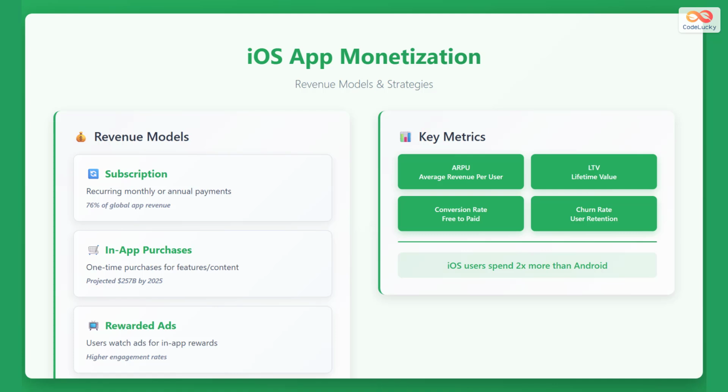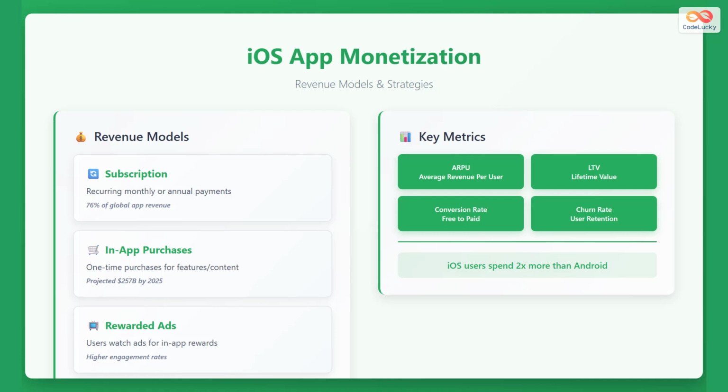Key metrics to track include average revenue per user or ARPU, lifetime value or LTV, which measures long-term user worth, conversion rate from free to paid users, and churn rate, which indicates user retention success. An important advantage is that iOS users spend approximately twice as much as Android users on mobile applications.